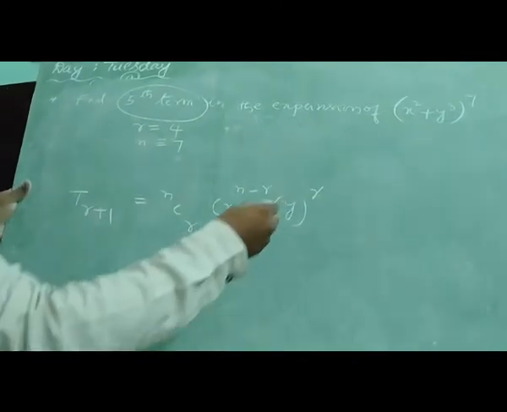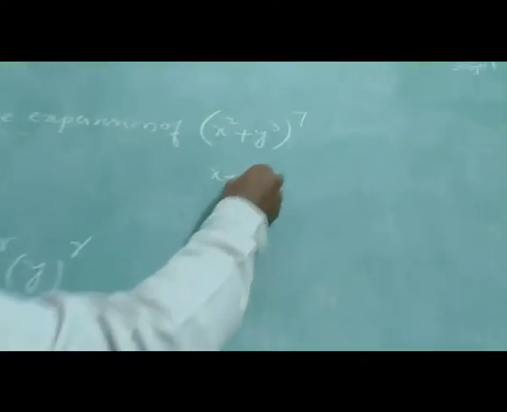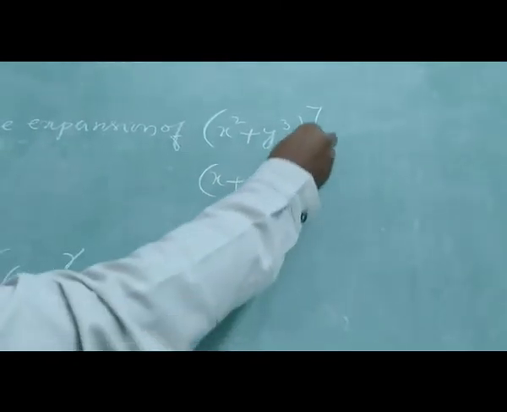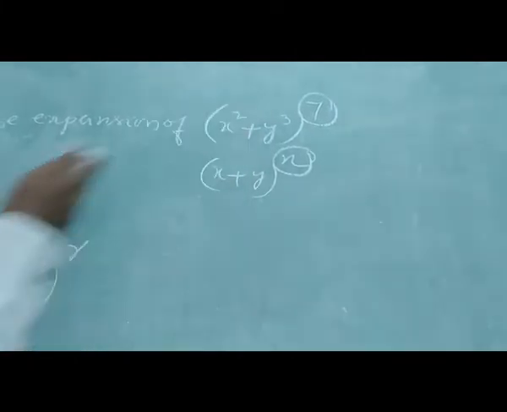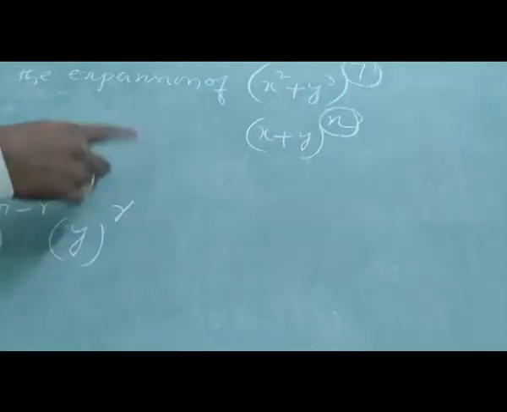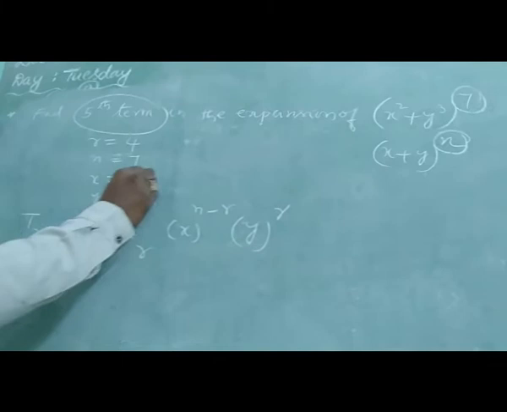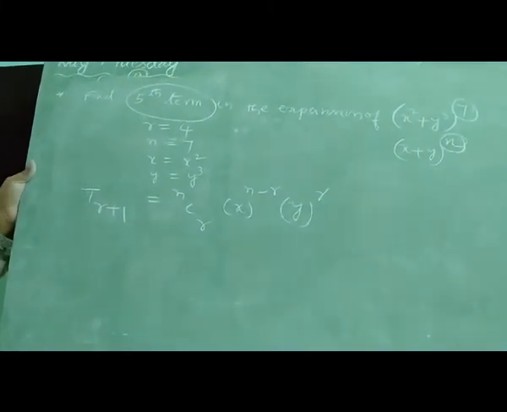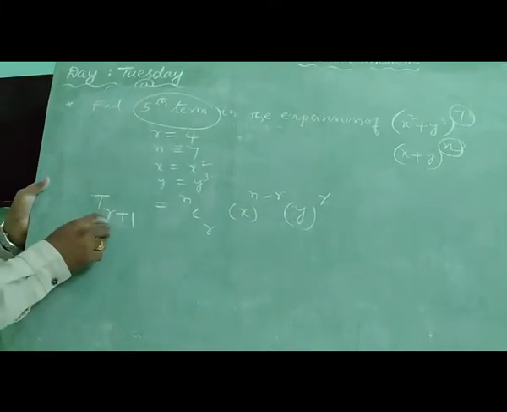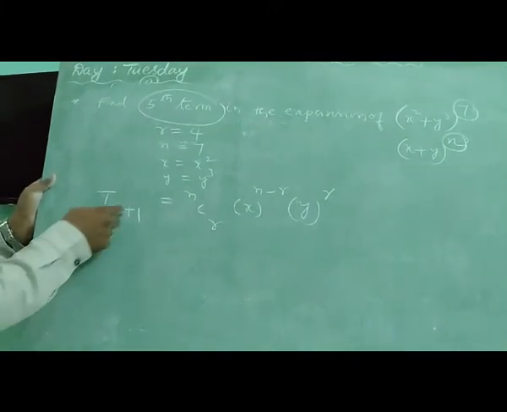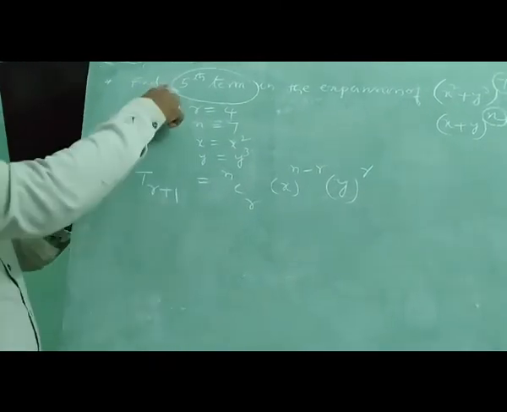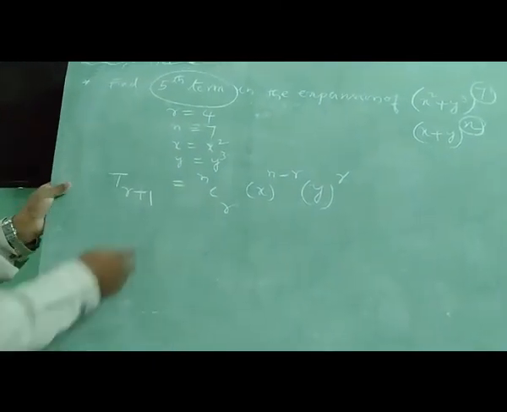What is x? The given expansion is compared with (x plus y) whole to the power of n. Here what is n? 7. What is x? x square. What is y? y cube. Here the most important thing is the selection of the r value. What is the suitable r value? The suitable r value is 4, because 4 plus 1 equals 5, and you get the fifth term. Now replace these r values.